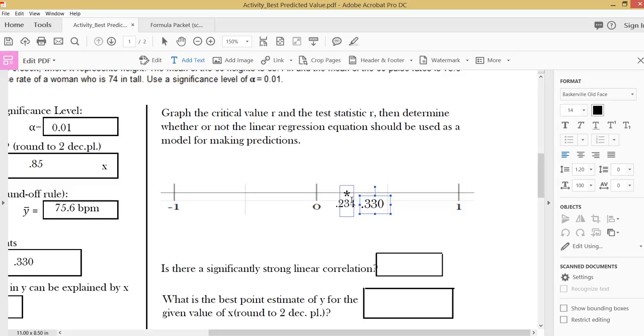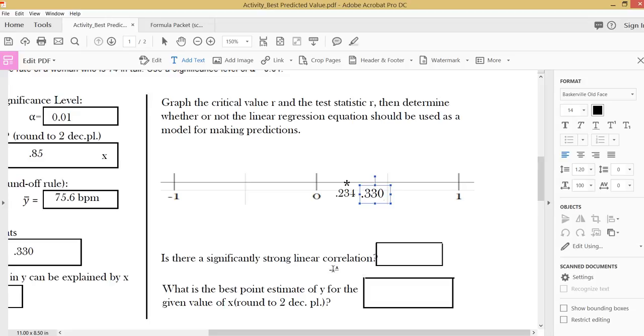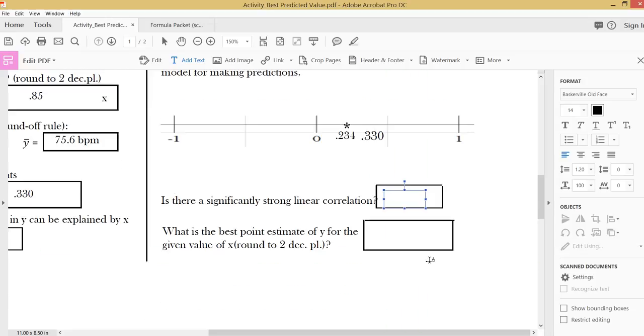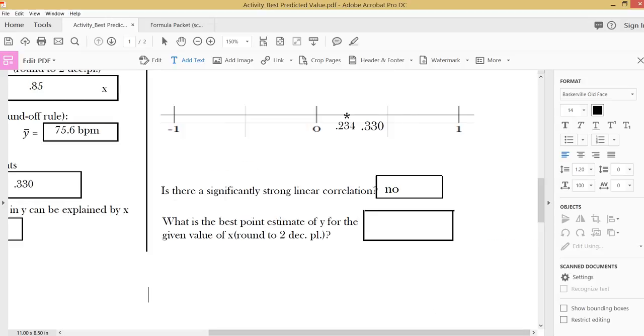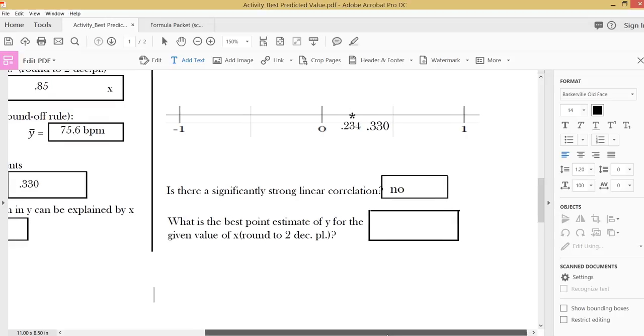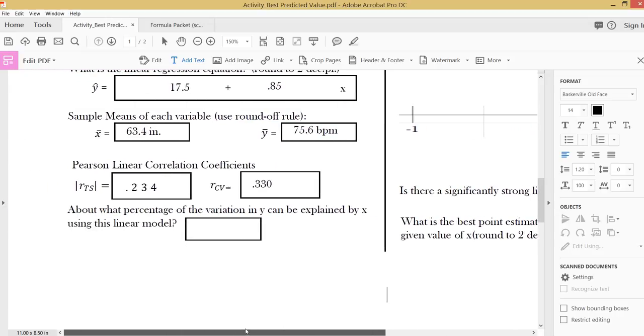The test statistic is not closer to 1 than the critical value, so there is not a significantly strong linear correlation. So we'd say no. And before we get to the final question, which is to estimate the best possible estimate of y, which is pulse rate, we will also answer one other question. It says, about what percentage of the variation in y can be explained by x using this linear model?